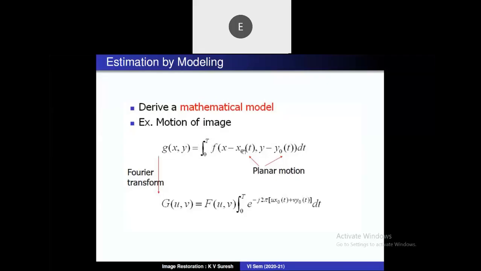T is the exposure time, x0 and y0 are the shift in the image. Okay. So if you take the Fourier transform of this, all of you know what property is used here. Can somebody tell me? What property of Fourier transform is used here?